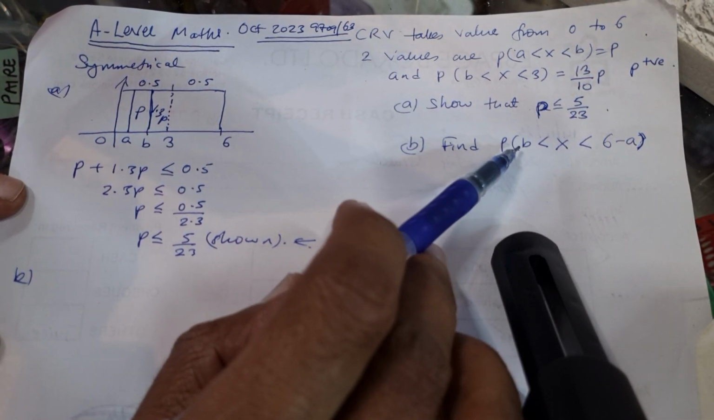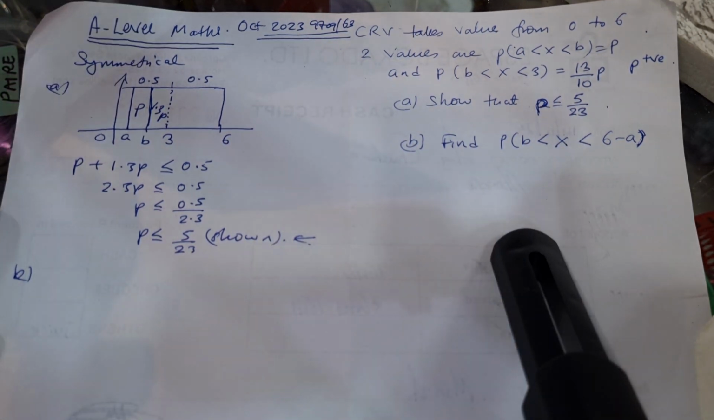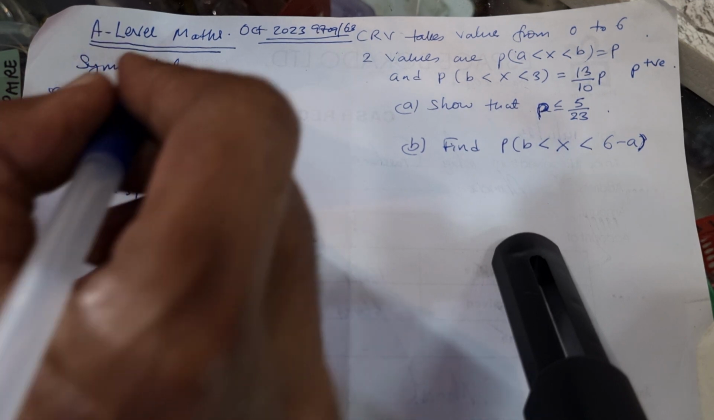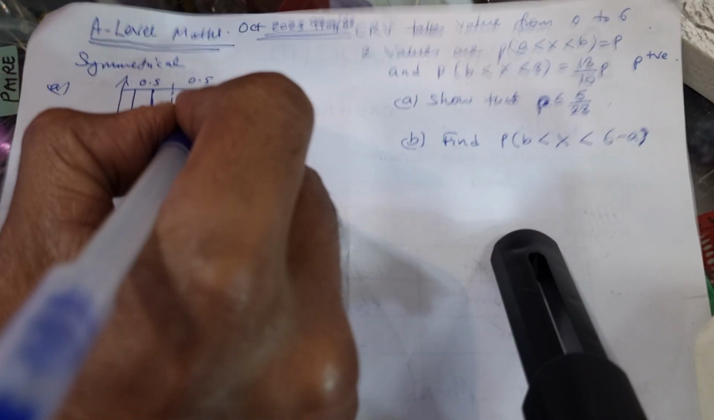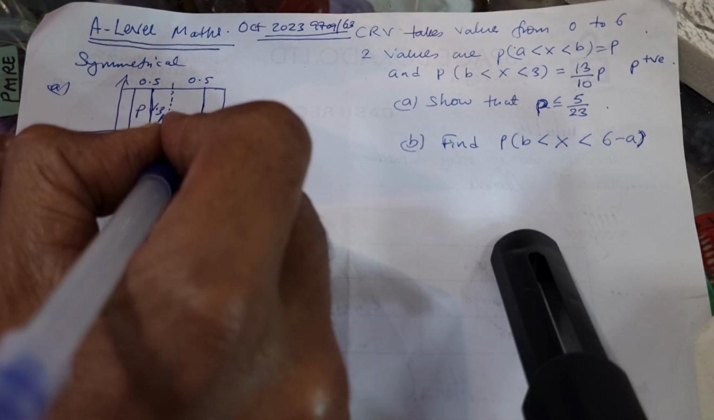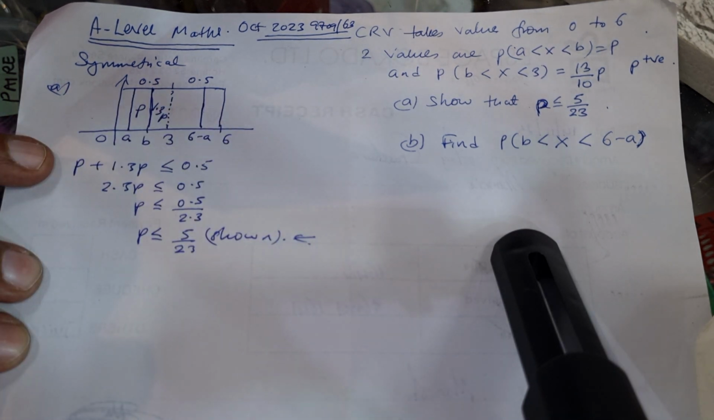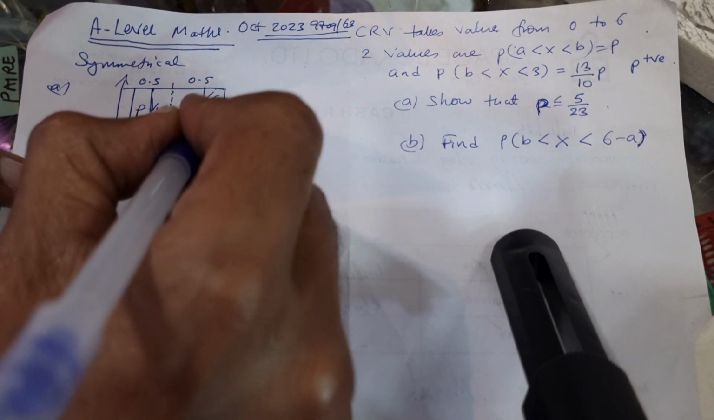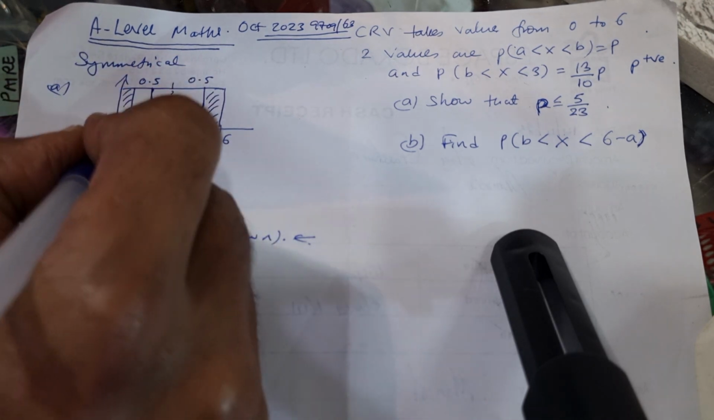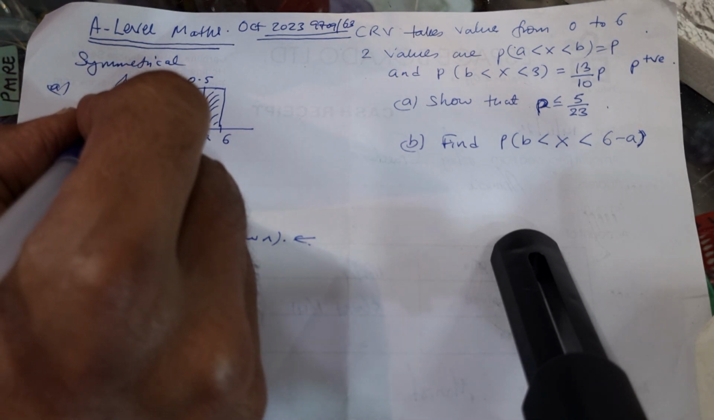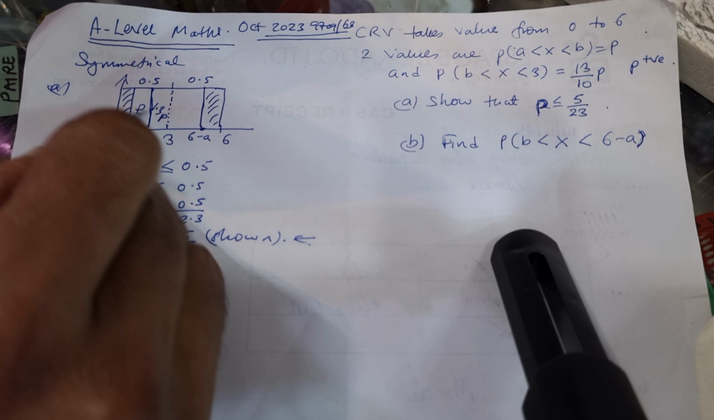For part B of the question, we need to find the probability of B being less than X less than 6 minus A. If we look at the diagram, 6 minus A would be somewhere here, and this is my A, and that is less than B. Now this region here is the same as this region here, because this is A and this is 6 minus A, so those two regions could be found. If I want to find this region here, I'm going to take the 0.5, which is the whole region here, minus those two.